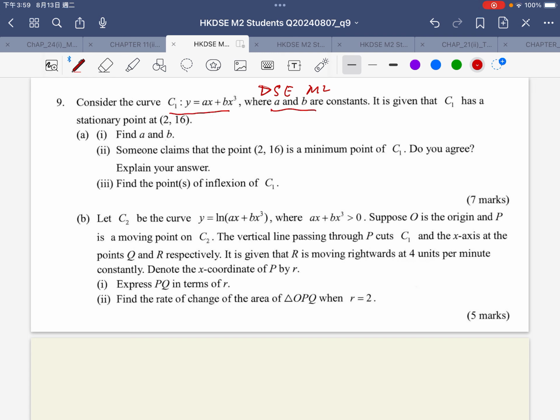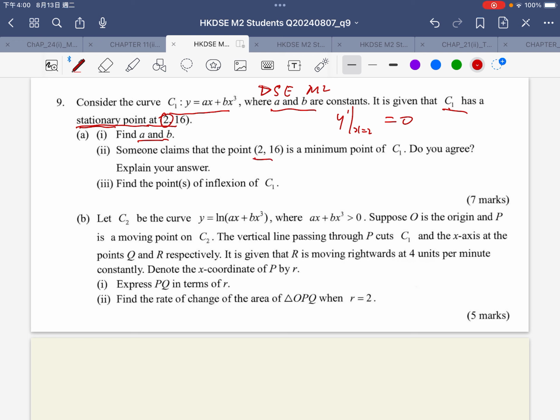Given C1 is a curve, with a and b constants, y equals ax plus bx cubed, and C1 has a stationary point (2, 16). A stationary point here just means that the derivative of this function at x equals 2 is equal to 0. No other meaning. Therefore, we can apply these properties to calculate the values of a and b.